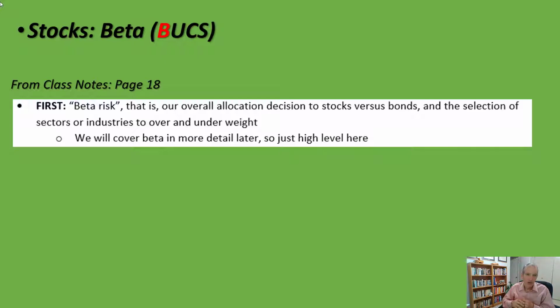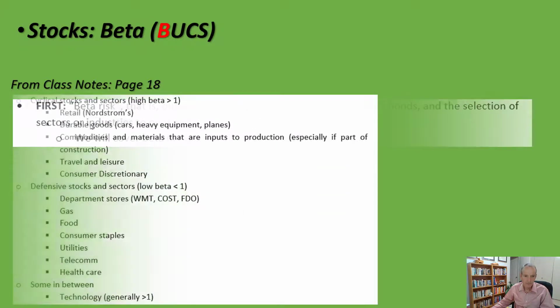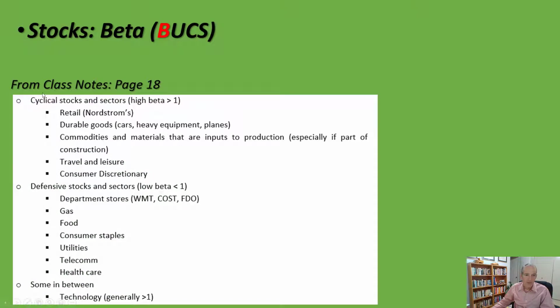But here, what we're talking about with beta is your exposure to the economy, exposure to recessions versus recoveries. And so here what we're really looking at is what sectors or industries you want to be in. So the subclasses here, again, you define it. Beta is your exposure to economic events. And the subclasses are cyclical stocks, defensive stocks, and there are some that are maybe in between.